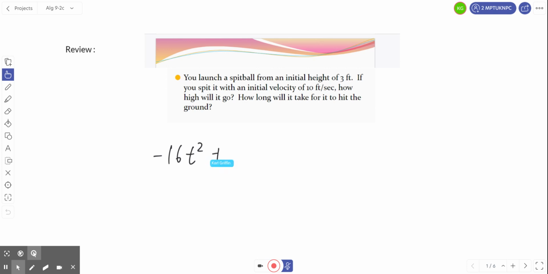And we add to that the initial velocity, which is 10 feet per second. And we add to that the initial height. So the equation that tells us the height of this spitball is right here. How high will it go and how long will it take for it to hit the ground? So if we think about how it's going to be going up, it's starting at 3, and it's going to go up for a while, and then it's going to come back down and hit the ground based on this parabola.